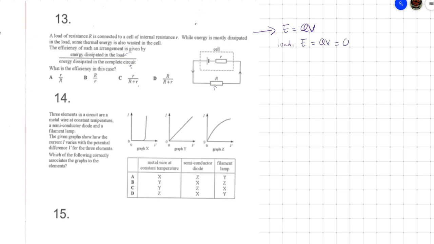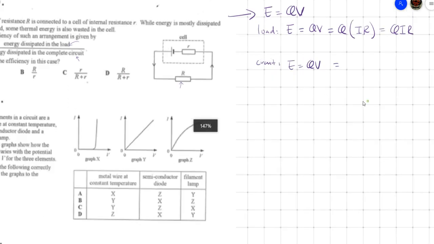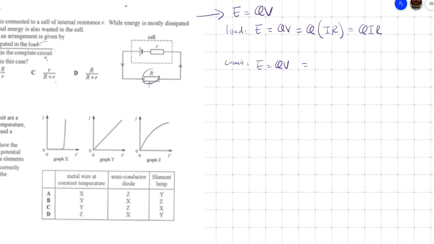The charge in the wire we don't know, so I just put a Q. The voltage across this is going to be I times R, so this is going to be Q I R. Now the circuit energy: E is equal to Q times the voltage of the entire circuit, which is the voltage of this part plus the voltage of this part, which is pretty much the EMF of the cell.